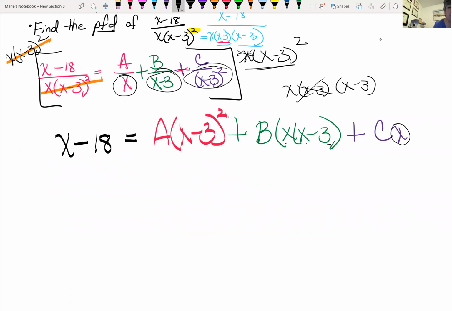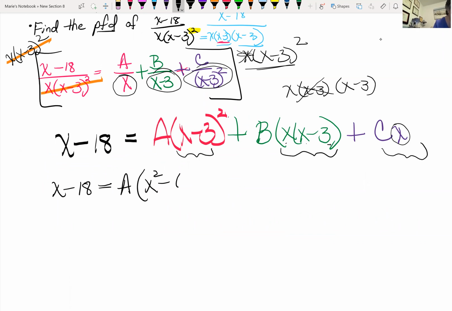All right, so guess what? FOIL, distribute, leave alone, and now we solve. So you have x minus 18 is equal to a times x squared minus 6x plus 9, right? That's a special product FOIL.